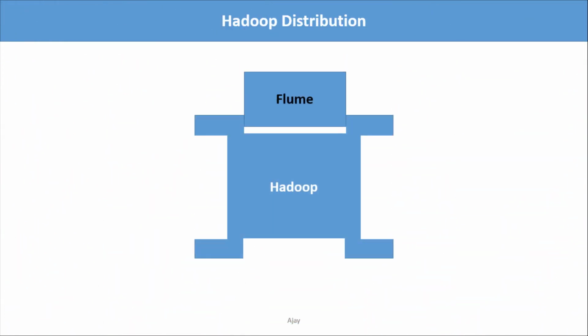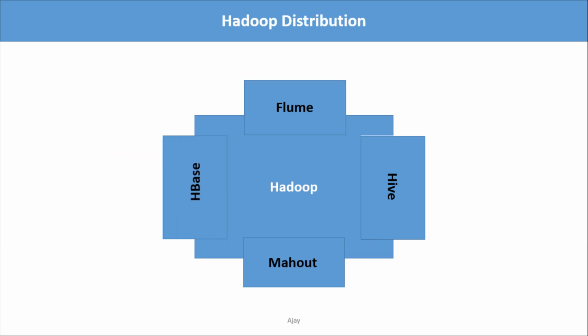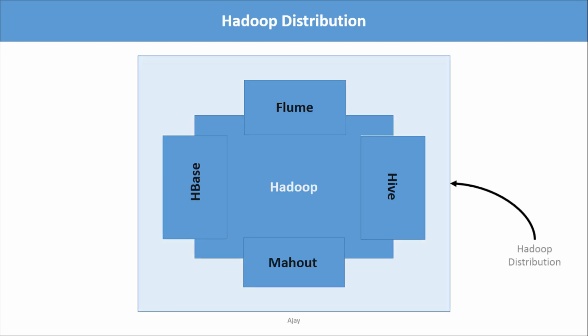We saw that many frameworks can be attached with Hadoop to make it more powerful. But the most painful part of this is that it requires a great deal of knowledge and time to integrate these frameworks with Hadoop. Wouldn't it be really good if there is some kind of a package which has all these frameworks already integrated with Hadoop? That's exactly what a Hadoop distribution is. A Hadoop distribution is simply a package of Hadoop and many other frameworks along with it.